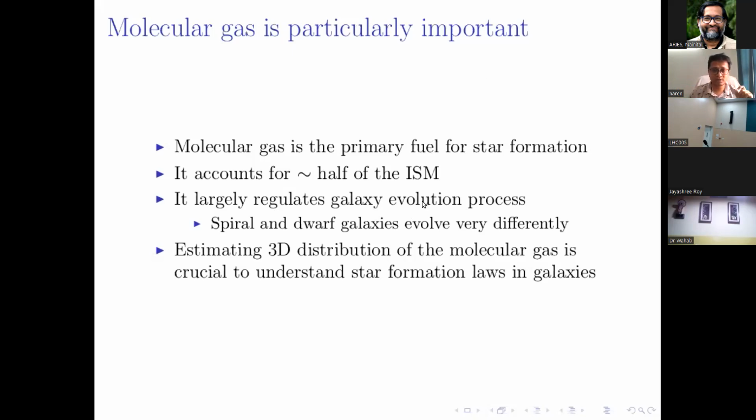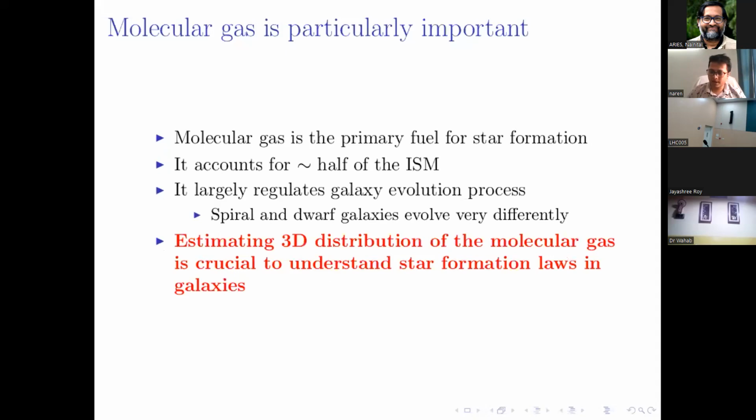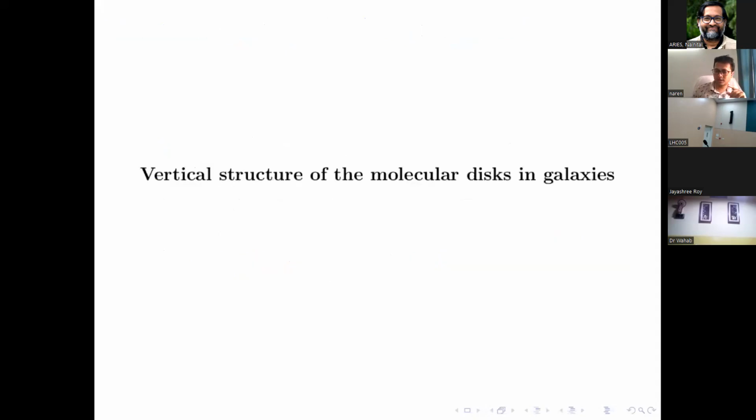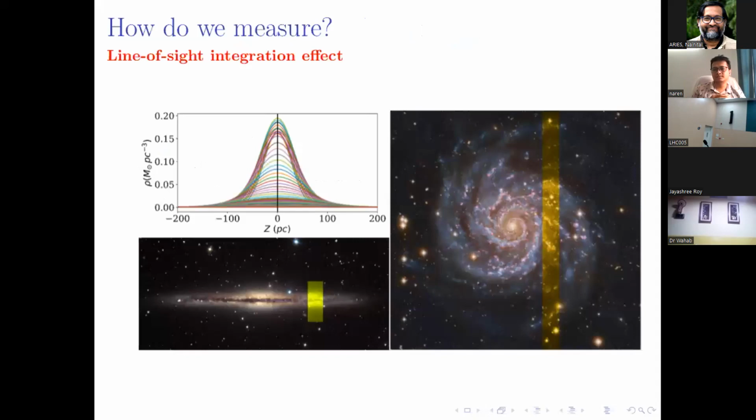And it largely regulates the galaxy formation process, because if you look at a dwarf galaxy and a spiral galaxy, you will find that depending on how much molecular gas content there is in different types of galaxies, their evolutionary paths will be completely different. So in that aspect, molecular gas is quite important, and estimating the three-dimensional distribution of molecular gas in galaxies is quite important. So what people have tried is to look directly and try to measure it, if it is possible.